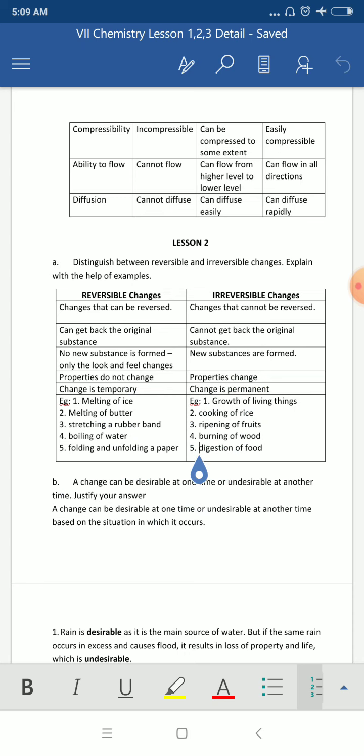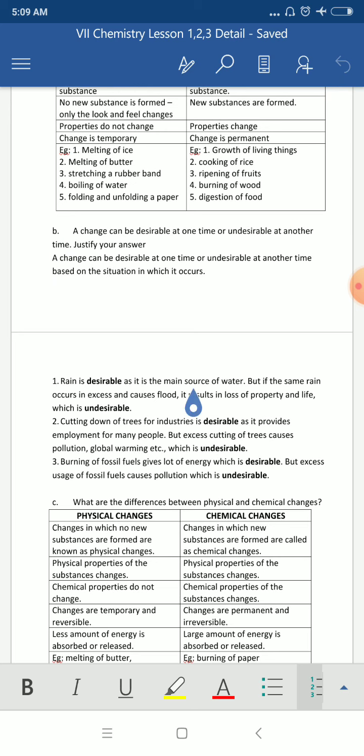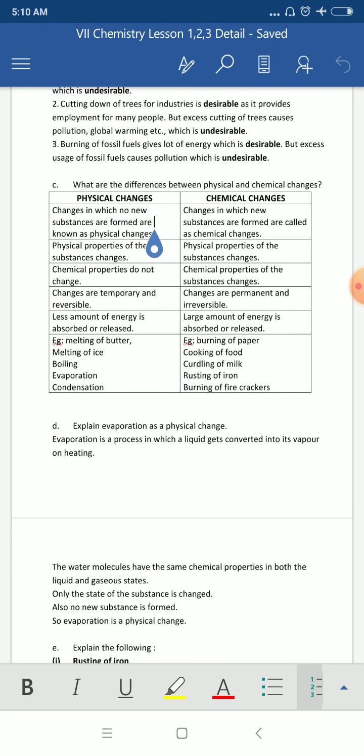Okay, now a change can be desirable at one point of time and undesirable at another. Why? We can say it is based on the situation when it is occurring, the change. Rain is desirable because it is the main source of water, but if the rain occurs in excess and causes flood, it results in loss of property and life, so it becomes undesirable. Then cutting down the trees for industries is desirable, and excess cutting of trees will cause pollution. Similarly, burning of the fossil fuels will give us lot of energy, which is very required, but when it causes pollution, it becomes undesirable.